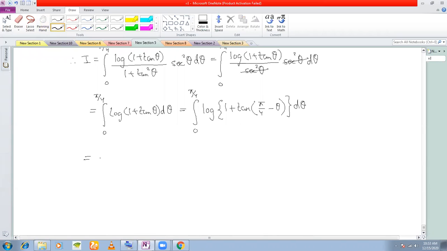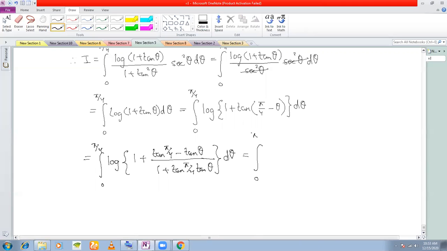Next what you do here is this is integral 0 to pi by 4 log of 1 plus (tan pi by 4 minus tan theta) divided by (1 plus tan pi by 4 into tan theta). Right? Tan a minus b formula. d theta. Integral 0 to pi by 4 log of 1 plus (1 minus tan theta) divided by (1 plus tan theta) d theta. Now you take the LCM within the log.